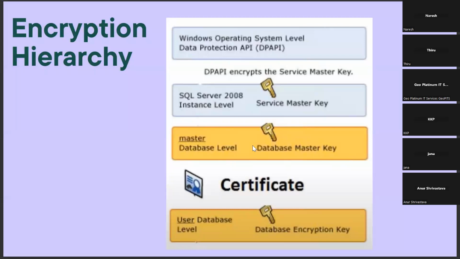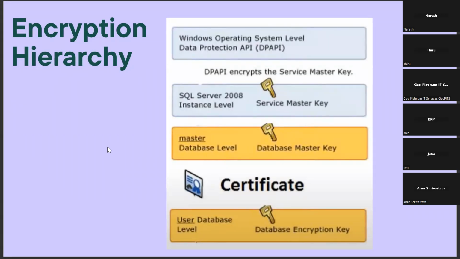So moving on, this is the encryption hierarchy. This is a diagram of the encryption hierarchy, but I'll be explaining it in a while. Let me first start with what encryption hierarchy is. It refers to the different levels at which encryption can be implemented to protect the data.